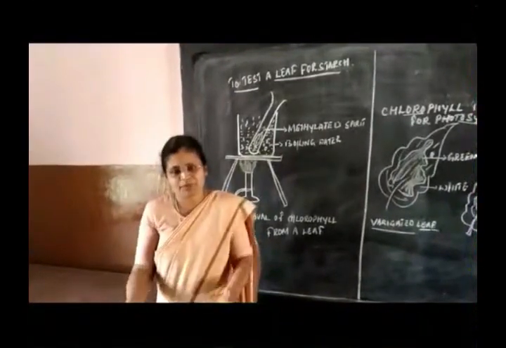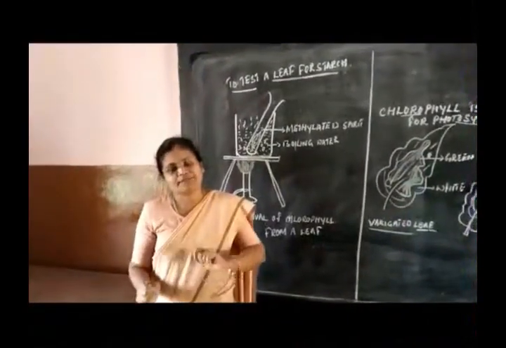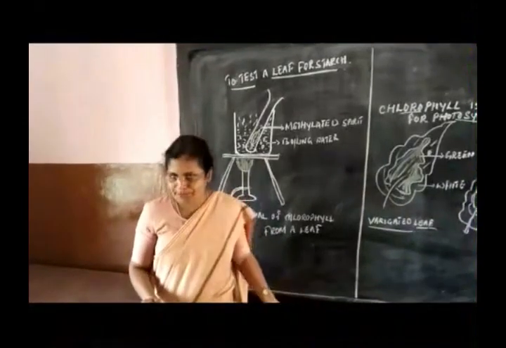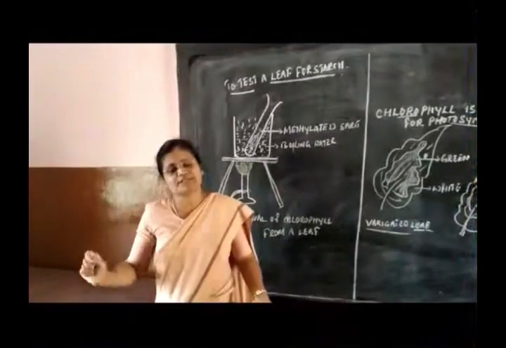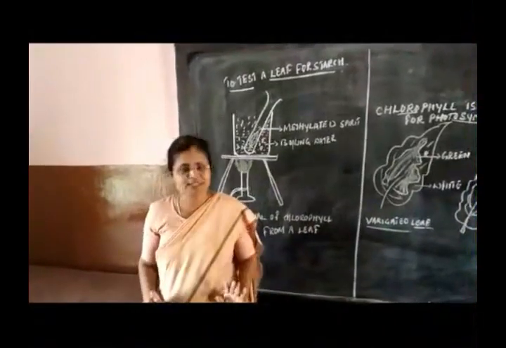Similarly, I told you about the protoplast. If the protoplasm gets dehydrated, it cannot perform photosynthesis. At the same time, if it has more glucose and starch, it also cannot perform photosynthesis.